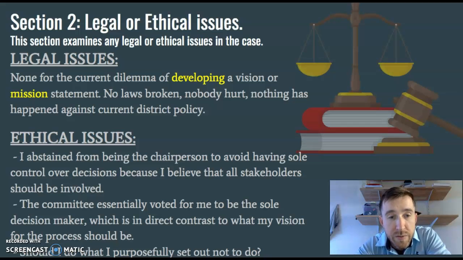For ethical issues, I've abstained from being the chairperson to avoid having sole control over the decision and being an autocrat because I believe everyone should be involved. Then the committee essentially voted for me to be the sole decision maker, which is in direct contrast to what my vision for the process should be. It's basically an internal ethical issue of should I do what I purposely set out not to do and do what I believe is the wrong way of going about making this decision.